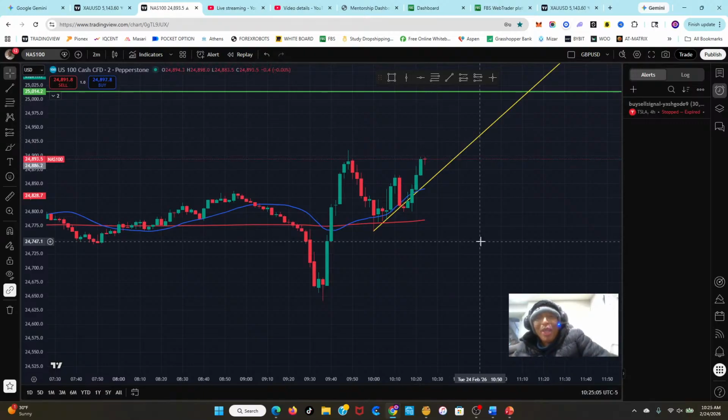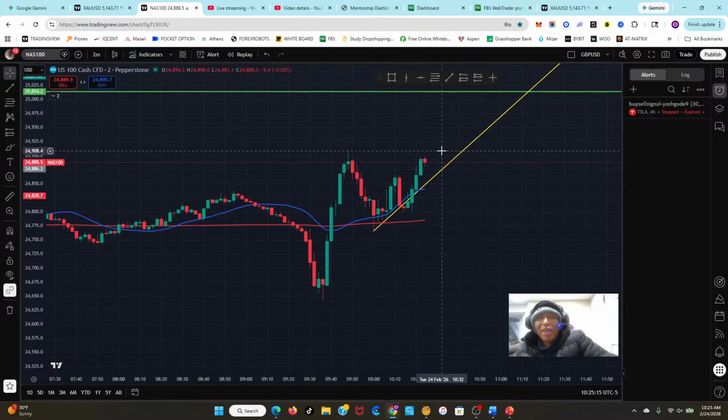Yep. The idea is they're trying to push up. Okay, now it's coming down. Down, down, down. I think it's not done yet with the upward movement. Let's see the green bars.